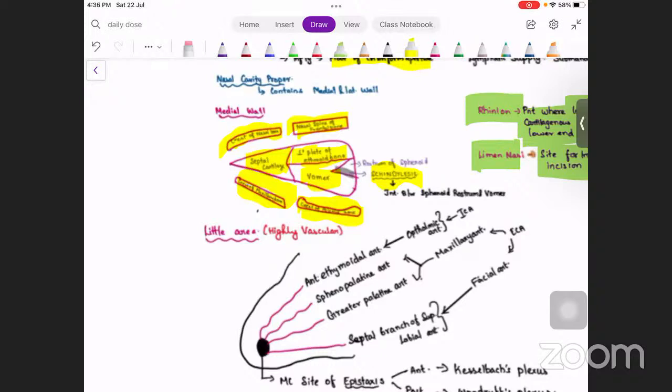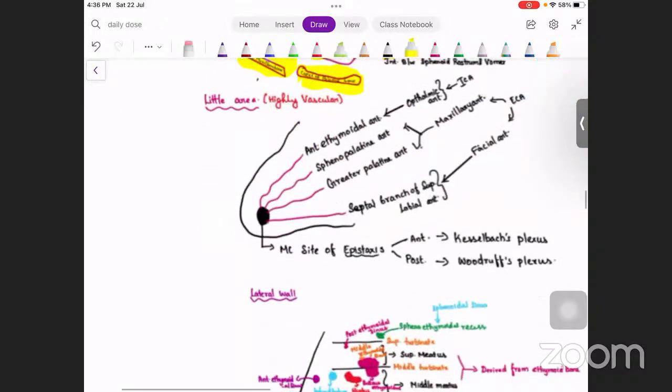Apart from that, you may have a little area, which is a highly vascular area supplied by four arteries. That's why Little's area is the most common site of epistaxis.